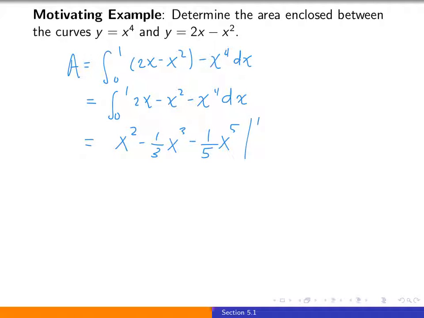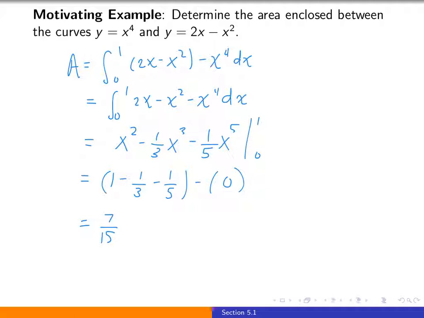And then by the fundamental theorem of calculus, we evaluate from 0 to 1, which means we plug in a 1, and then we put a minus sign, and we plug in 0. And when we plug in 0, we simply get back 0. 1 minus 1/3 minus 1/5 is the number 7/15.